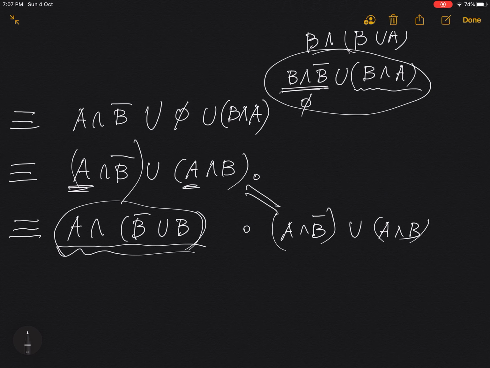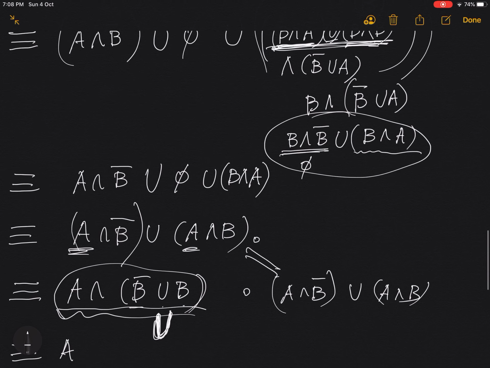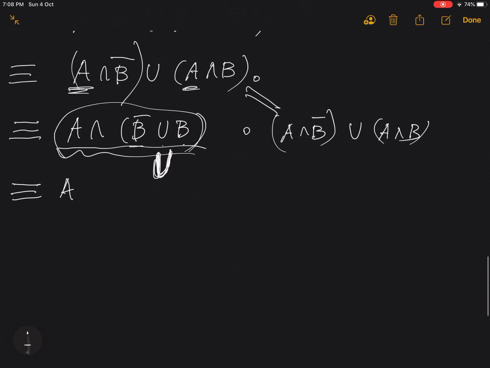So the complement of B or B is always the whole set, the universe. Okay, so A and the universe would become A. So as for question 1, it's a little bit long.